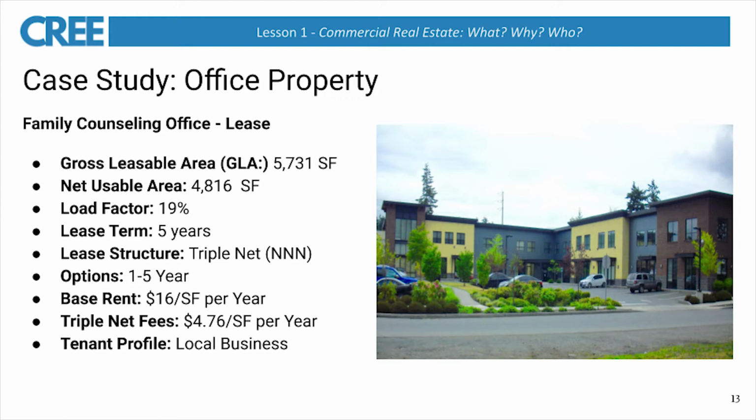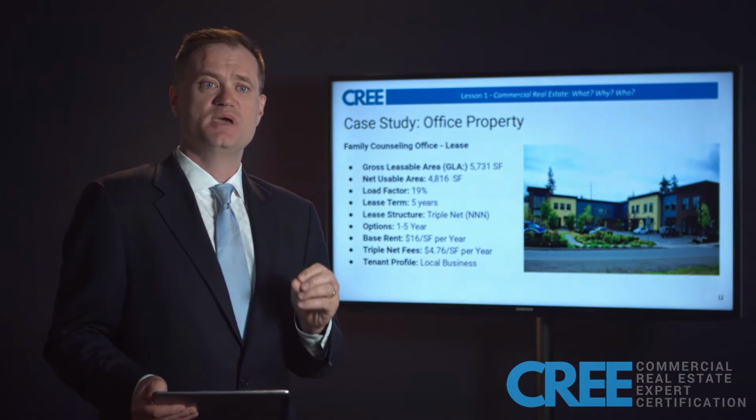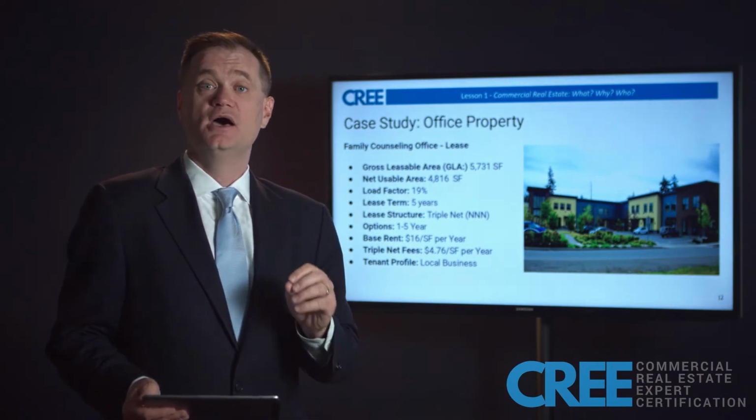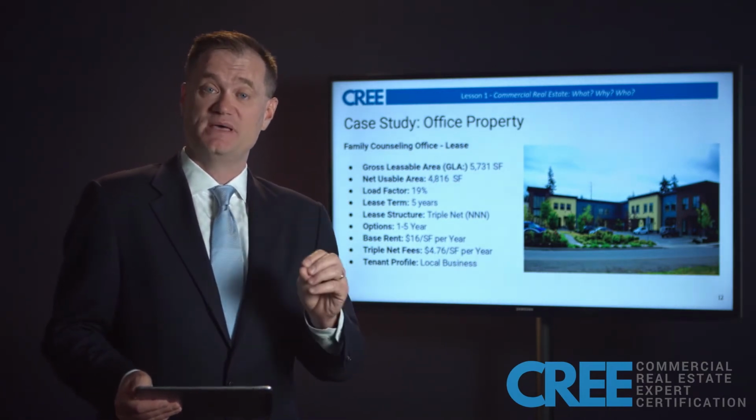The net usable area was just over 4,800 square feet. There's a load factor of 19%, and we're going to talk about what that load factor means. The lease structure was triple net. Triple net effectively means that the tenant is paying their pro rata share of the building expenses.